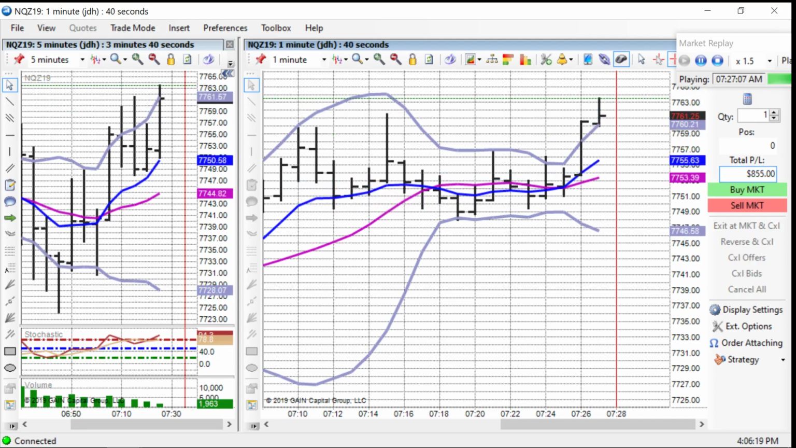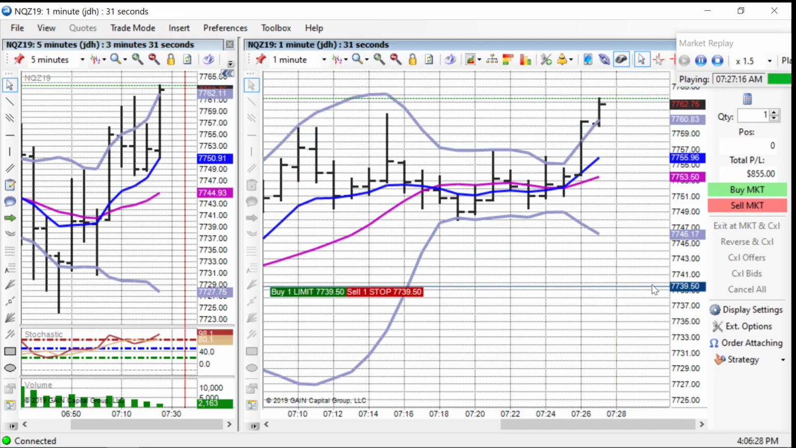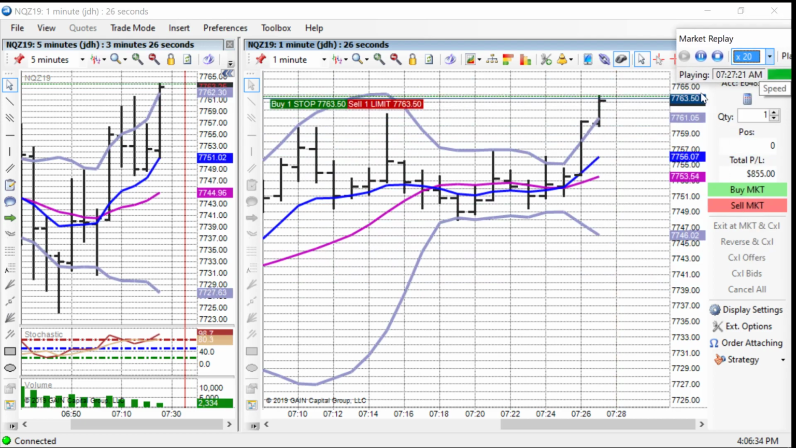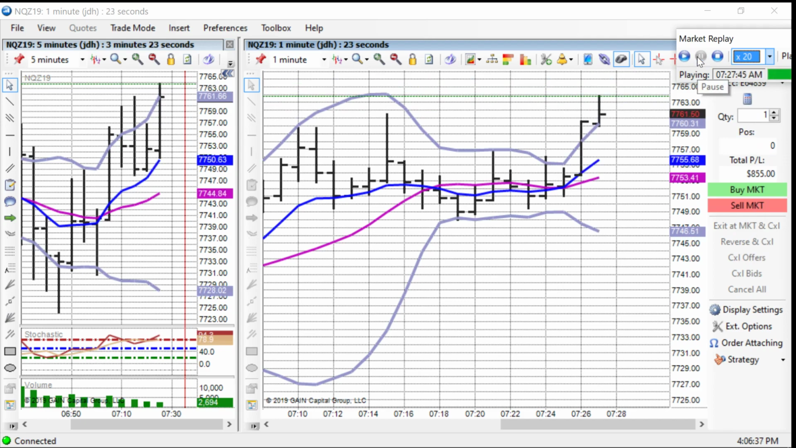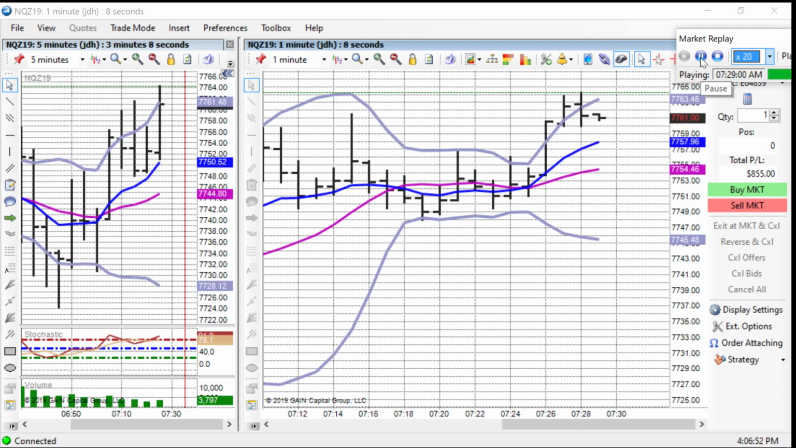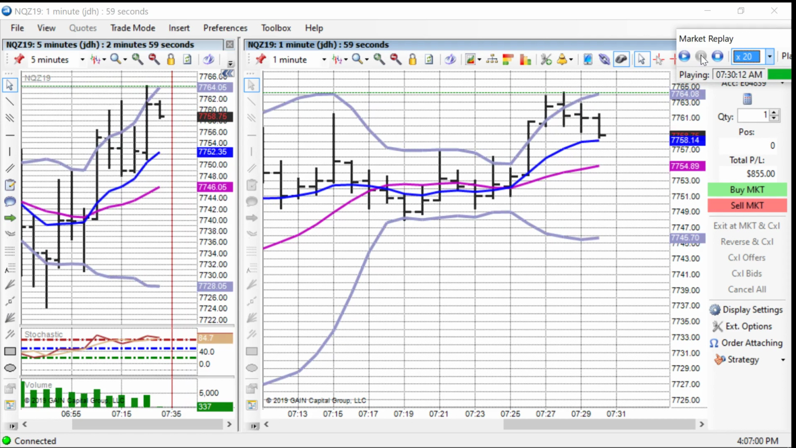All that screwing up though has created quite a bit of profit. We're almost at $1,000. Let's see if it fixes itself. Too far away from the... There we go.